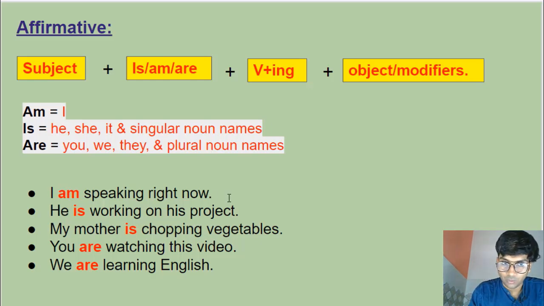I am speaking right now. Am goes with I. I am speaking right now. This action is happening right now. I am speaking, as you can see.